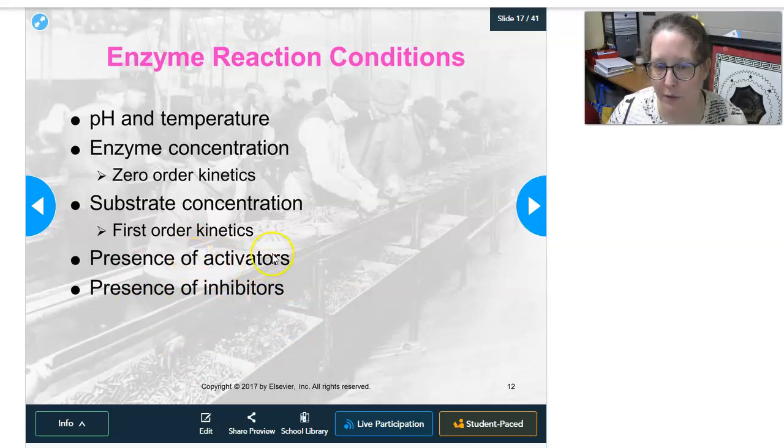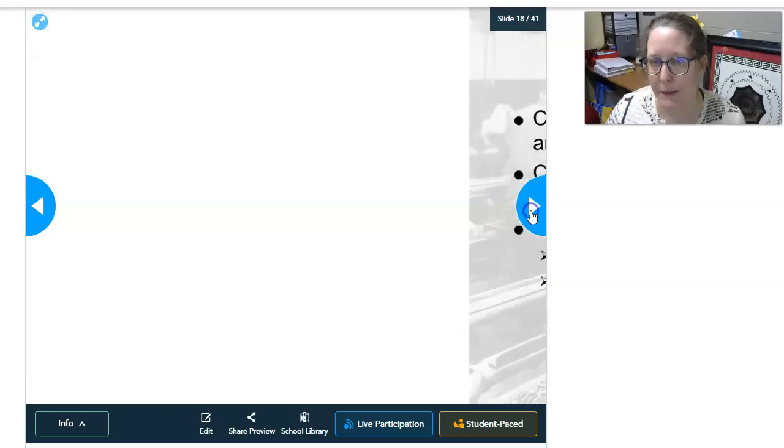You have to make sure you have all your activators, that they have enough magnesium, enough calcium, enough zinc, enough selenium, and all these others, B12, B6, all the vitamins, and that the inhibitors aren't present. So sometimes drugs can be inhibitors.